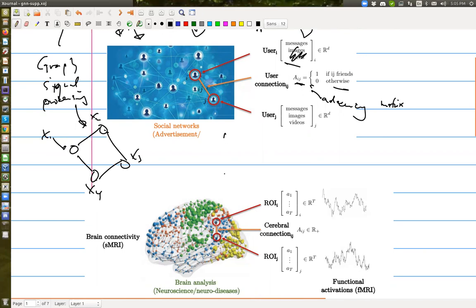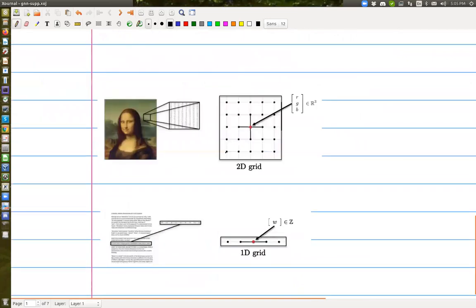Because I can think of, for example, a 1D signal here. It's also a graph, but it's just a path graph here, right? I can have text signals here, I have nodes here, so it's just a path graph. And I can have images, right? An image here is like a two-dimensional graph. So it's a 2D grid graph here.